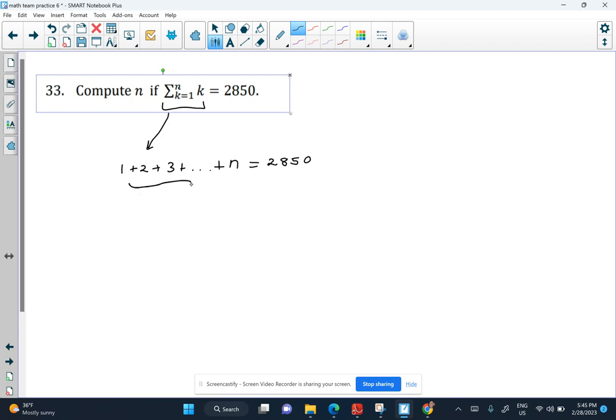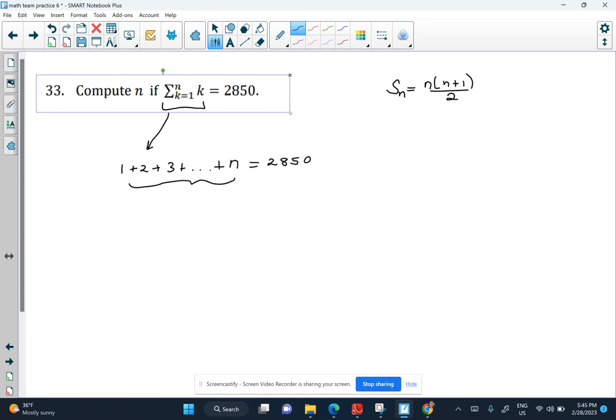Okay, so now what do I do? Because my goal is to find n. Well, this is an arithmetic series, which you all learned in Algebra 1. And there actually is a formula that gives you the values to sum the sequence. And that formula is n times n plus 1 divided by 2.